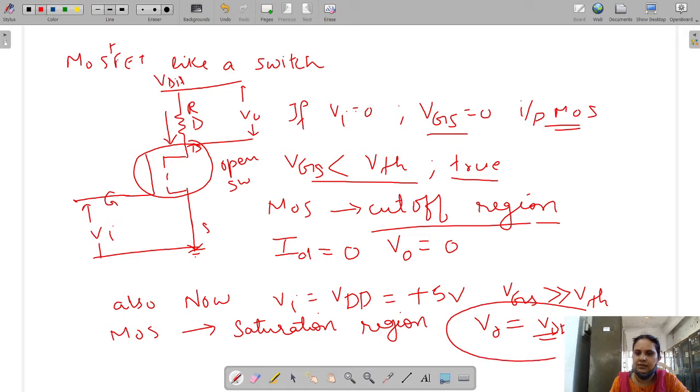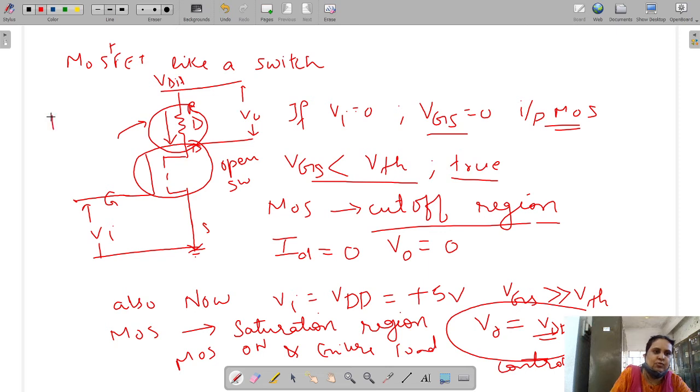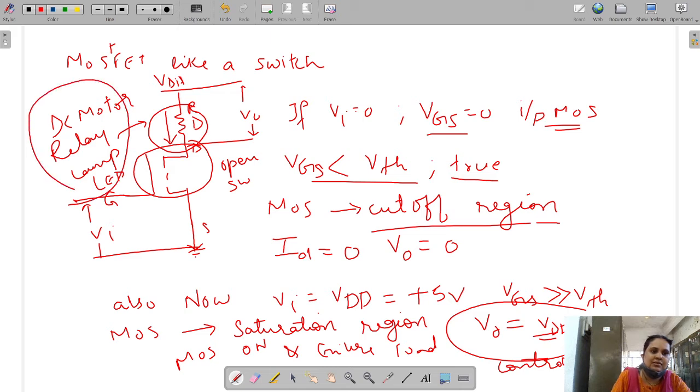It means that your MOS is on and the entire load can be controlled. What is the meaning of the load here? Instead of RD, I can replace this by any DC motor, a small size or a 12 volt DC motor, or I can use a relay here, or a lamp, or an LED. We also discussed how these appliances can be turned on and off by the concept of MOSFET as a switch.